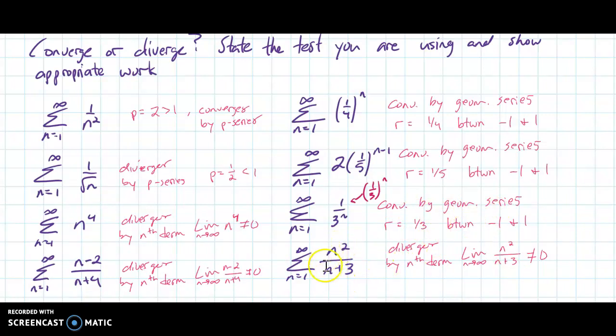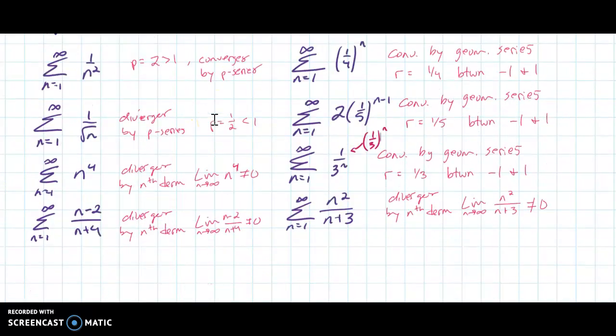Last one, n squared over n plus 3, has the same problem that these two do. The terms don't go to 0. So therefore, it's impossible for this infinite summation to converge. So hopefully you're getting the hang of these and you are ready for the limit comparison test.